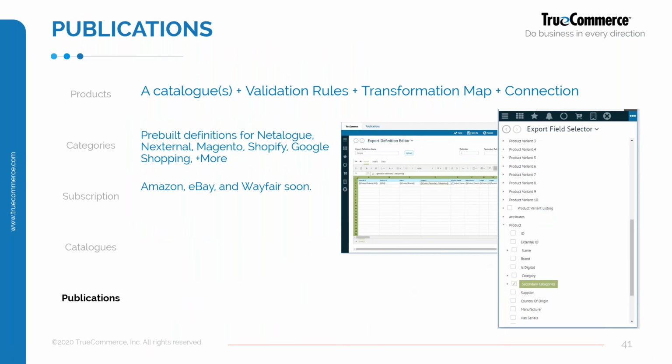We then have a concept of a publication. A publication is where you're submitting product, pushing product data out. That is a catalogue, or a collection of catalogues, a set of validation rules, your transformation, and a connection, a method of sending. So you could have a marketplace publication for Amazon or eBay, which contains a catalogue of products that is pushed up. So making sure the right products go into the right places and are serviced in the right way.